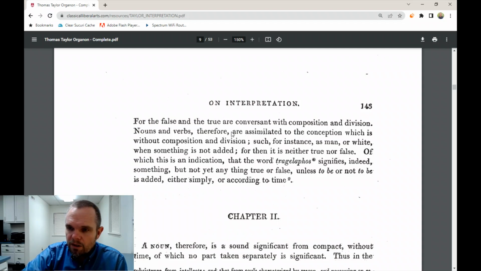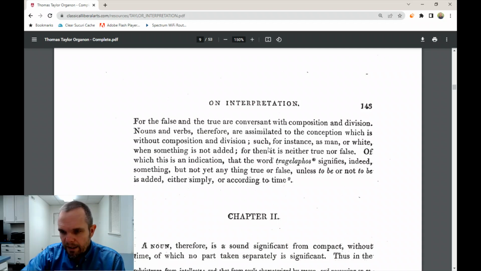Nouns and verbs are assimilated to the conception, which is without composition and division, the idea itself, such as man or white. There's no truth or falsehood in these separated ideas or words. Tragelaphos, if we just jam these words together, that doesn't produce truth or falsehood. Only when we join or divide things by the use of is or is not, the verb to be or not to be. Only then do we form truth and falsehood.